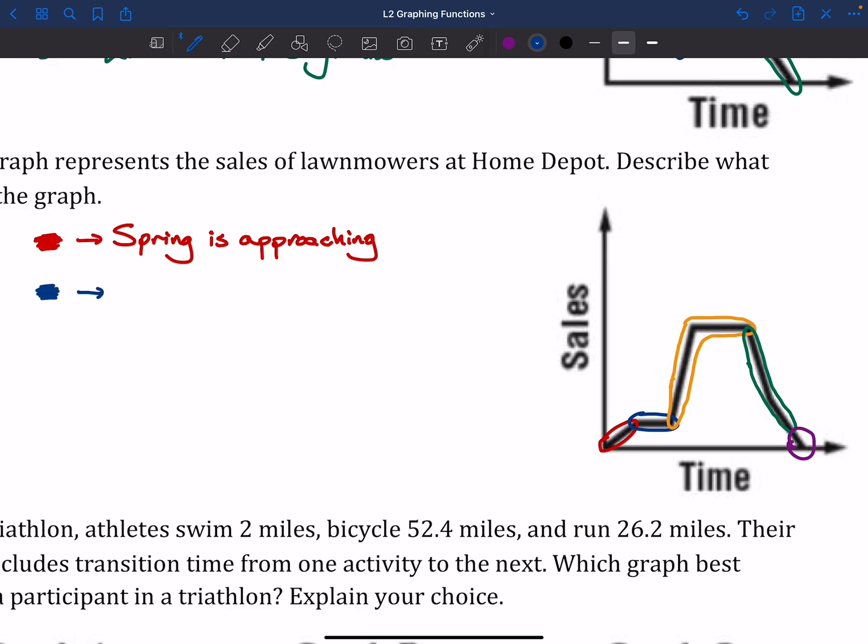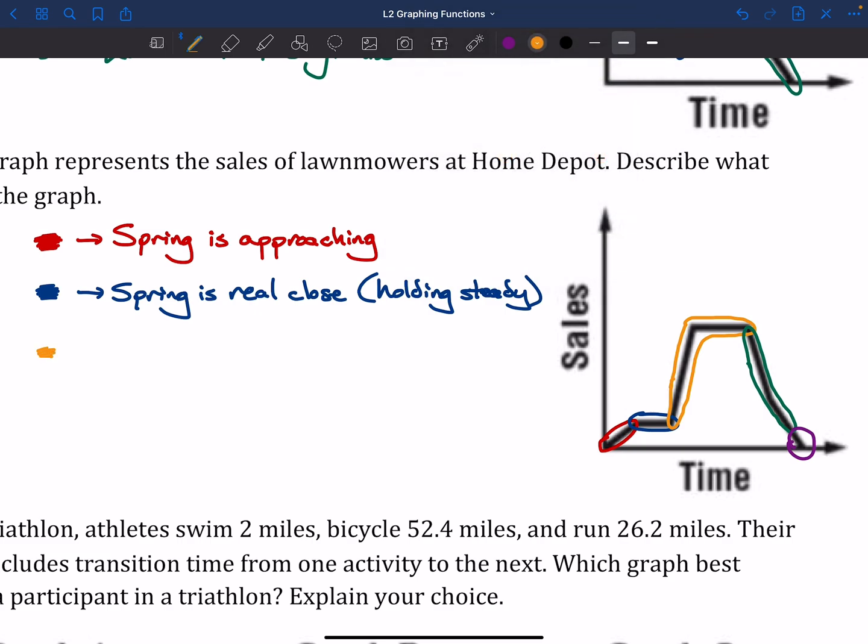Maybe for the blue, spring is real close. Right, and sales are maintaining, right? They're kind of staying stagnant. So, right, we could say like they're holding steady. Right, maybe Home Depot is selling 20 lawnmowers a day throughout like March and part of April, right?